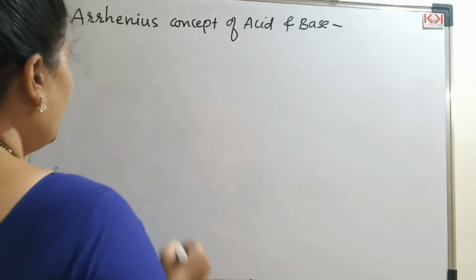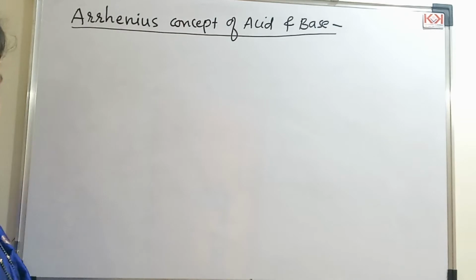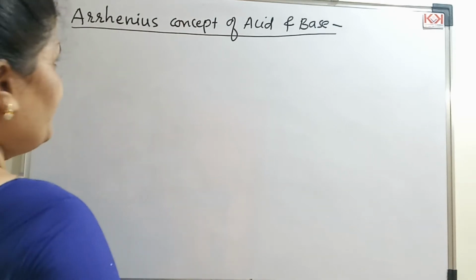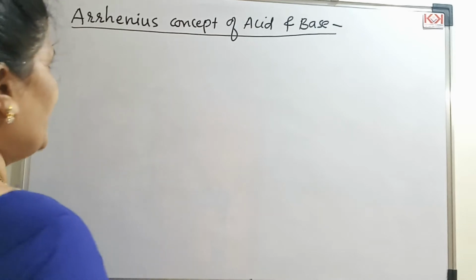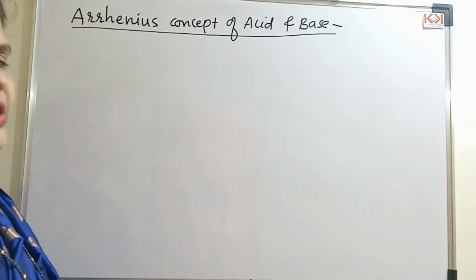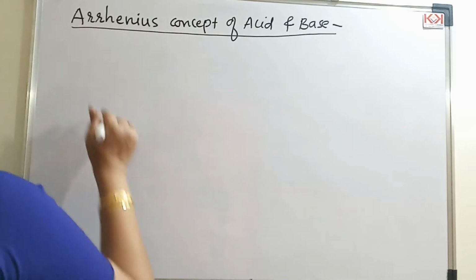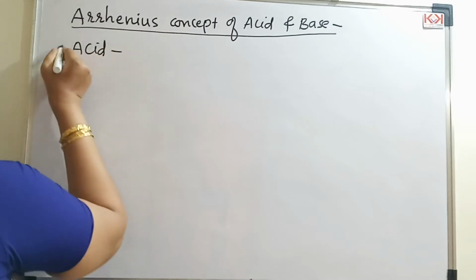In this video, we are going to see the Arrhenius concept of acids and bases. In the previous videos, we have seen the different ways to classify acids and bases. Arrhenius gave a very nice concept to detect whether the given substance is an acid or a base. For that, let us see what is an Arrhenius acid first.